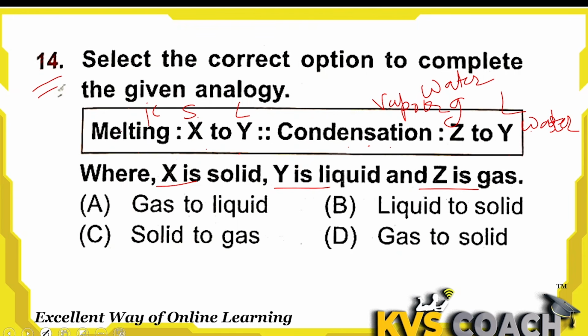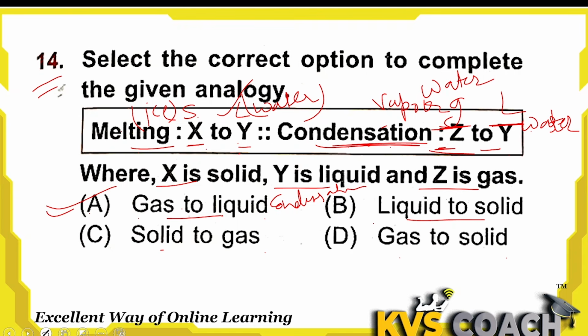Melting is like ice changing into water. Ice is solid and water is liquid, that is called melting. So here this is solid to liquid and this is gas to liquid. Liquid to solid, we don't have any process. Solid to gas we don't have, and gas to solid we don't have. We only have one option given in the question, that is gas to liquid. Gas to liquid is changing, condensation. So this is condensation here. So A is the right answer here.